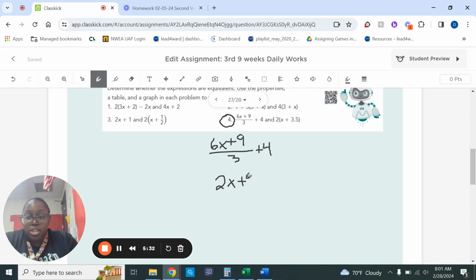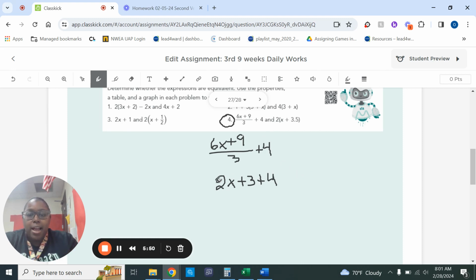Plus, and I can't change the operation, 9 divided by 3, which is 3. So that takes care of this. I have now simplified it to this plus this, because that is still a part of the problem.